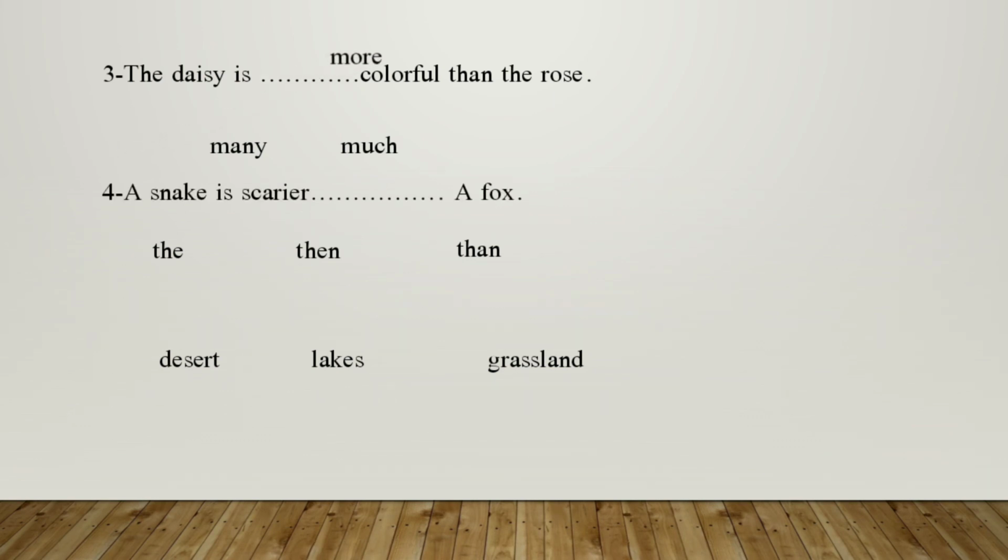Yes, great. Number 4. A snake is scarier blank a fox. Than. Here the adjective scary, we change Y into I and then add er. And with er, I put than. A snake is scarier than a fox.